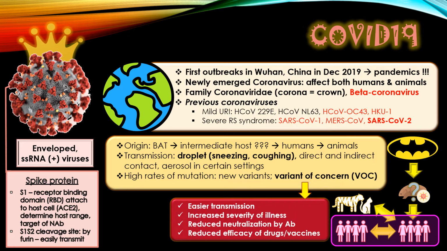We call it a variant of concern because there may be increased transmission or increased severity of illness, reduced neutralization by antibody, and reduced efficacy of antivirals or vaccines. So now we have many variants, alpha, beta, delta, gamma, but now the dominant variant is Omicron.